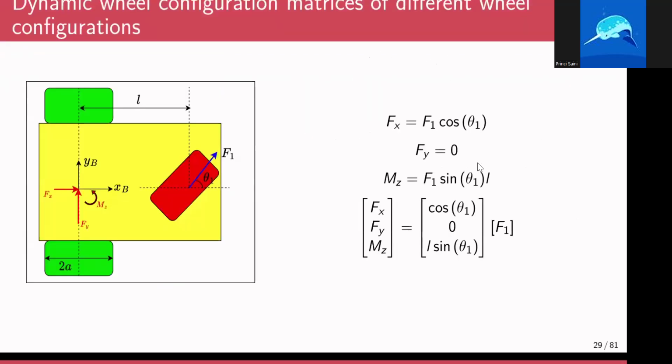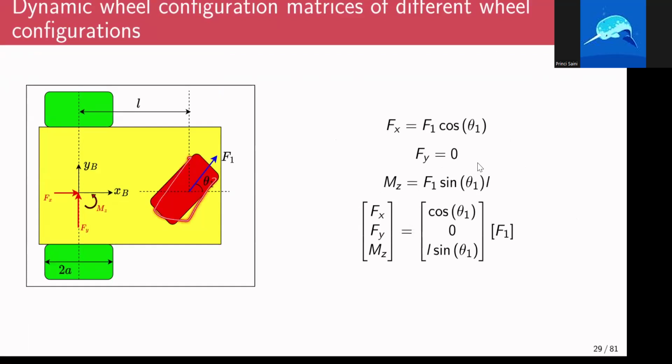And similar is the case for this tricycle-like robot, right? Where the front wheel is powered as well as steerable, and that steering angle is given by this variable called theta 1. And the wheel configuration matrix would look something like this. So here it is actually a vector, it's not even a matrix. It's just a vector, because the only term involved here is F1, because there is only a single wheel that is powering and steering that entire robot.